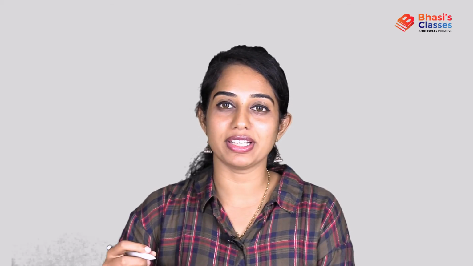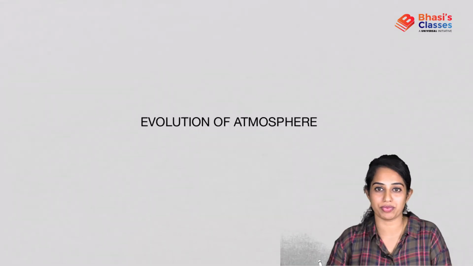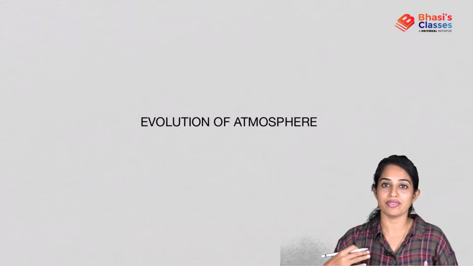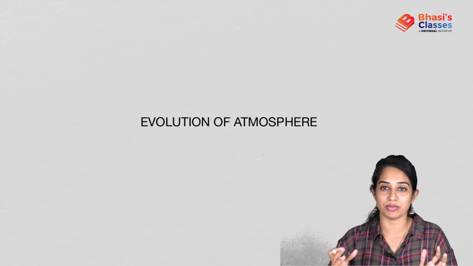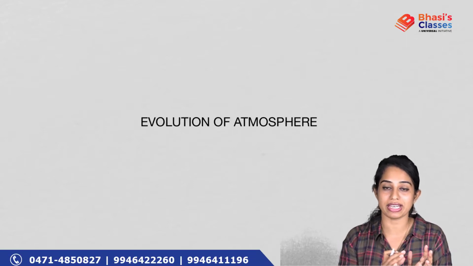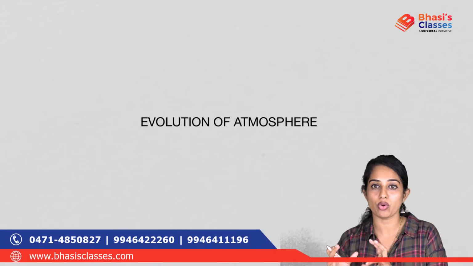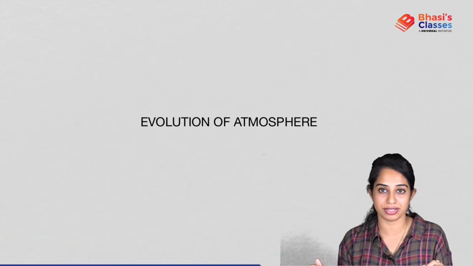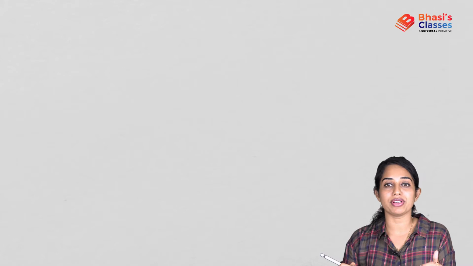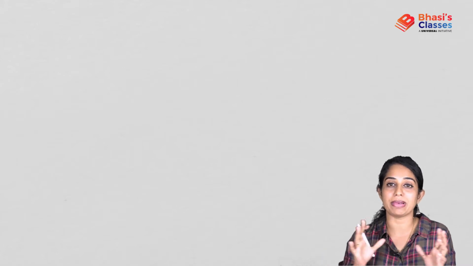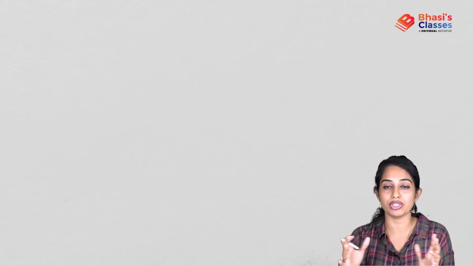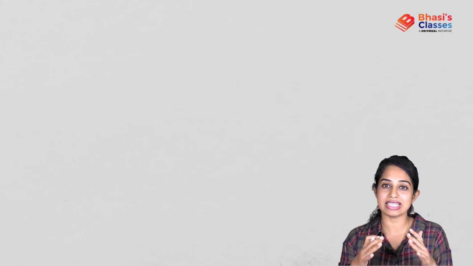Today we'll start with another new series with respect to geography, that is evolution of atmosphere. So in this video we'll try to understand what the atmosphere is, how the primitive atmosphere was there and how the current atmosphere has evolved over billions of years. Billions of years ago it is believed that there was a blast in the space or the universe, and this universe is still expanding.